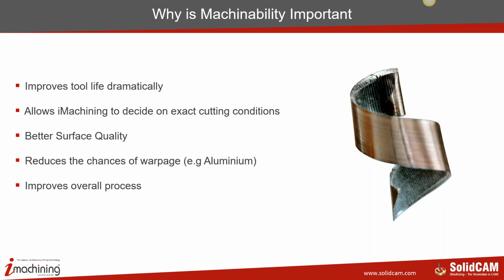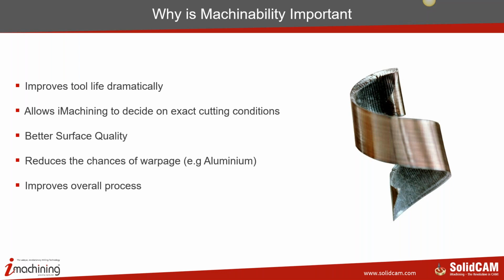We have a small test. I'll show you quickly what the test is. It's hardly four slides. So why is that machinability important? First of all, it allows your tool life to go dramatically higher because you are machining the exact material and not something close by. It allows iMachining to determine exact cutting conditions. You get a much better surface quality because you're cutting it properly. It reduces the chances of warpage, for example, in aluminium.